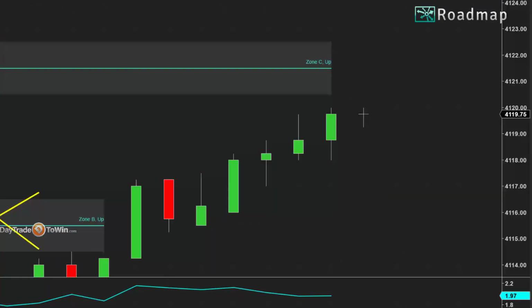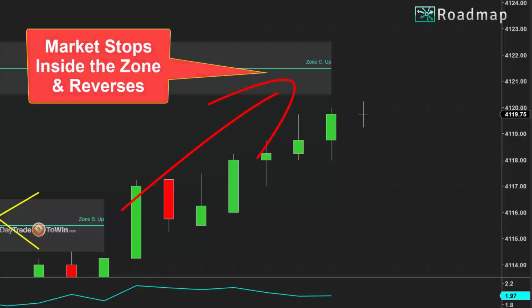All right, I have everything set up. And let's take a look and see if it actually trades inside the zone, like a V formation, like that. That's exactly what I'm after. The market goes up, stops, hits some type of resistance here based on the roadmap calculations, and then reverses off of it. And that's what I'm after.